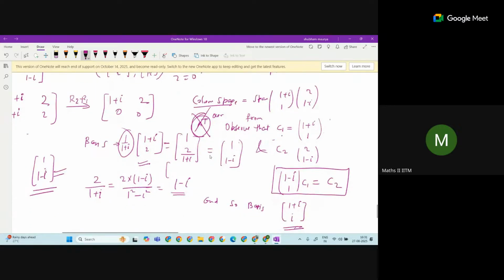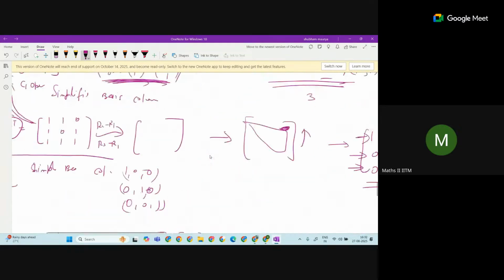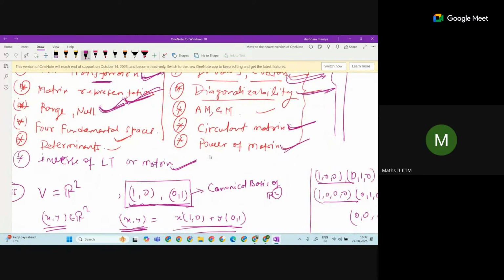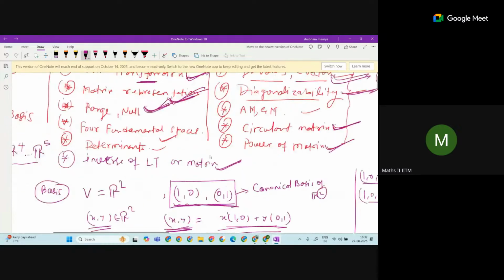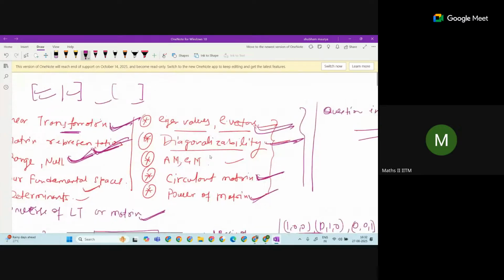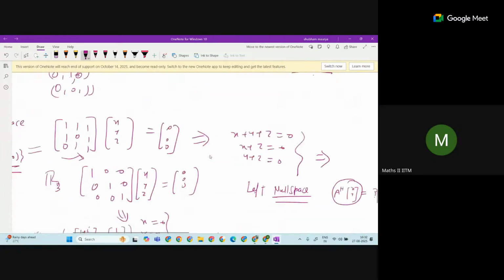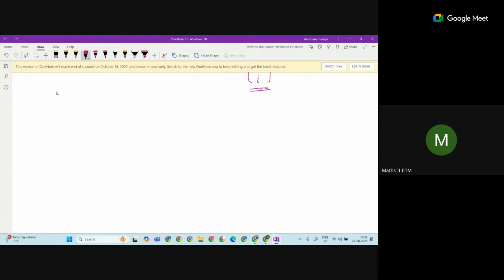So let's move ahead. Our topics left now: fundamental spaces, system, inverse, matrix representation, range, null, basis. Let's move to eigenvalues, eigenvectors, diagonalizability. These are very tough, fast topics. It will not take much time because we have done eigenvalues many times. I will just tell you, will do one problem on it, and everything will be clear.